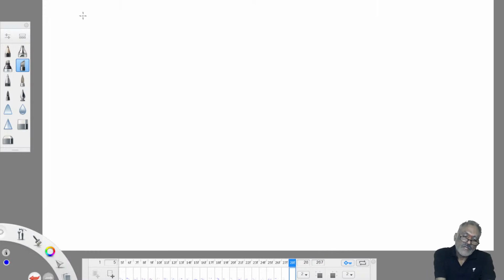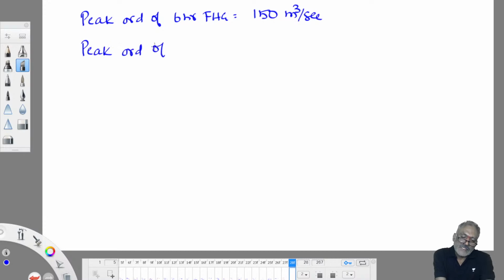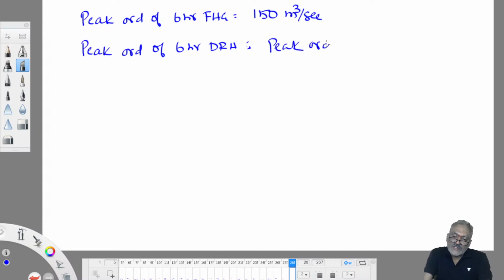The peak coordinate of the 6-hour flood hydrograph is 150 meter cube per second. That is the peak flood discharge in the river. From this we can find out the peak coordinate of the 6-hour direct runoff hydrograph, using the assumptions of time invariance and linear response. I am working out the peak coordinate of the 6-hour flood hydrograph minus base flow. So the base flow given in the question is 6. So this must be 144.